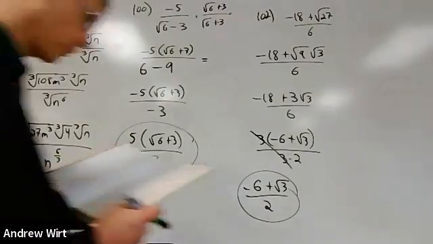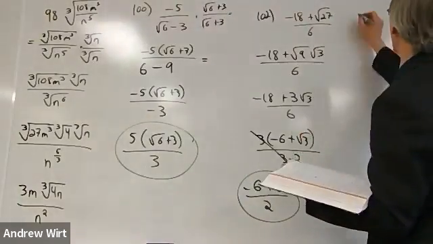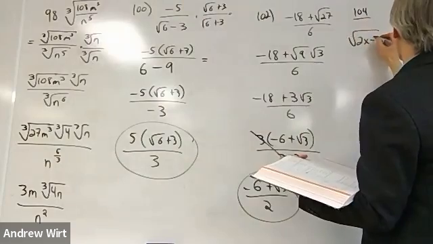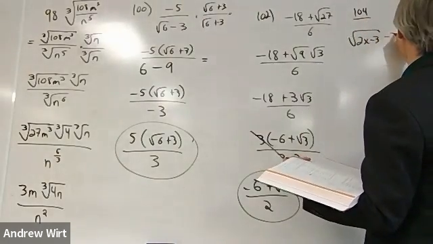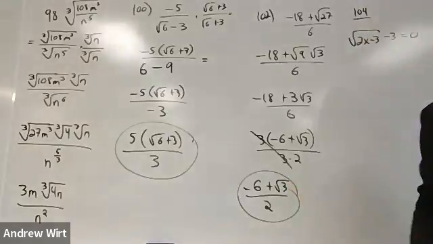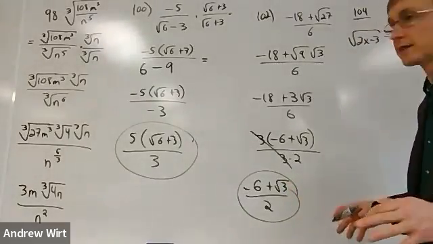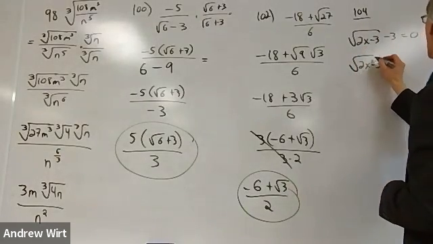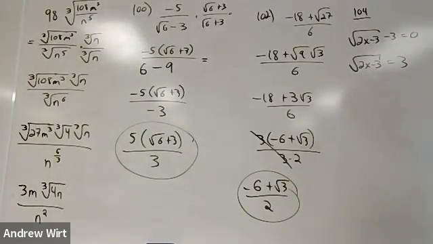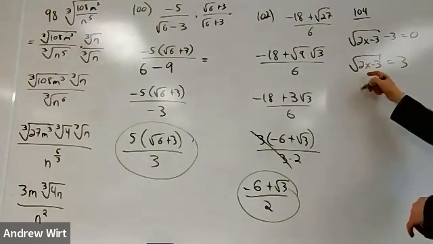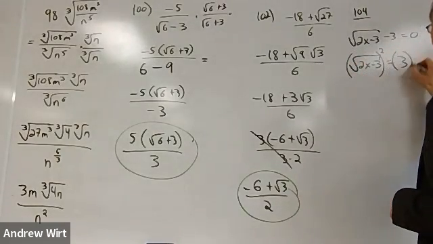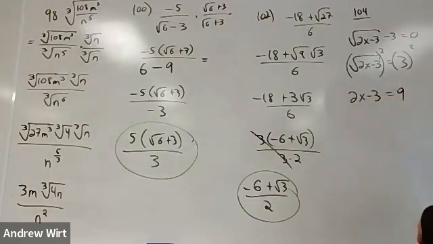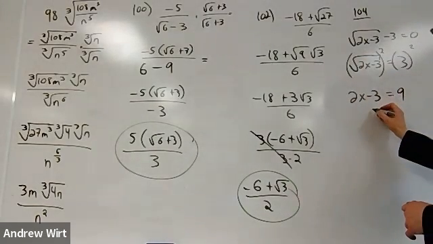Next up, we're going to start solving some equations involving radicals. 104. Now, when solving equations with radicals, make sure you isolate the radical first. So you get this thing all by itself. I'm going to add 3 to both sides. Now, once we have the radical isolated, we can square both sides. Now we'll get rid of the radical. So 2x minus 3 equals 9. Now we just got a regular linear equation to solve.